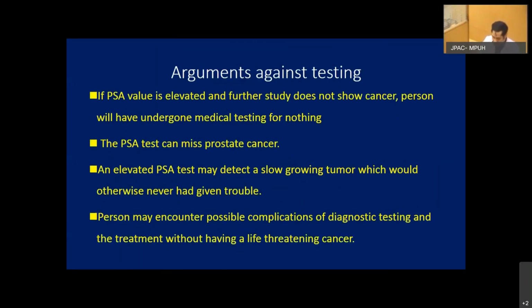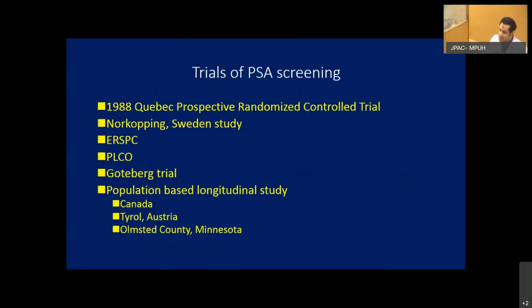Arguments against the testing say that if PSA is elevated, it does not actually mean that the patient has cancer. The PSA test can also miss the cancers. An elevated PSA test may detect a slow growing tumor which would otherwise have not given trouble to the person. As we have seen, prostate cancer is a very slow growing tumor. And the person may encounter possible complications of diagnostic testing and the treatments. That is, when the patient does not require treatment, still he has got treated and he is suffering because of the complications. So what were the trials of PSA screening?